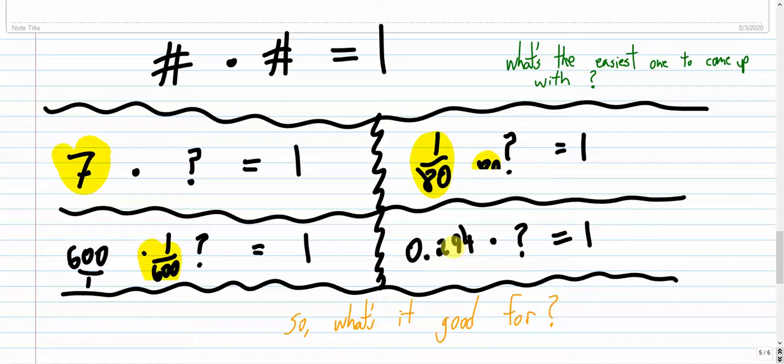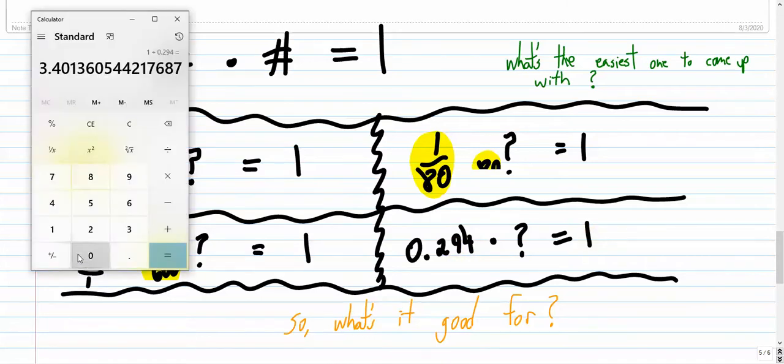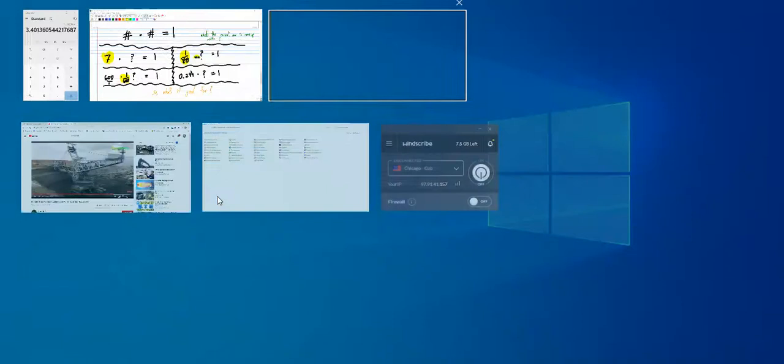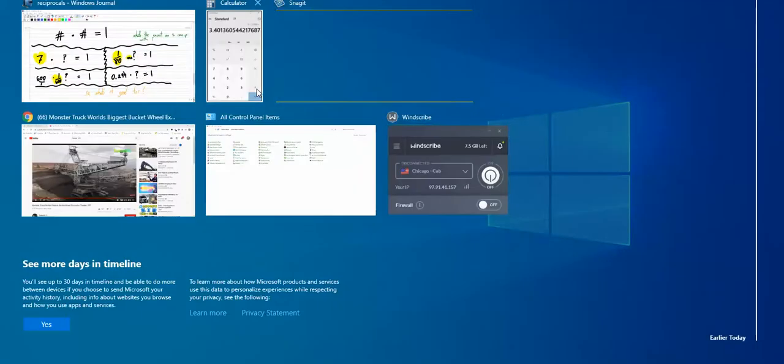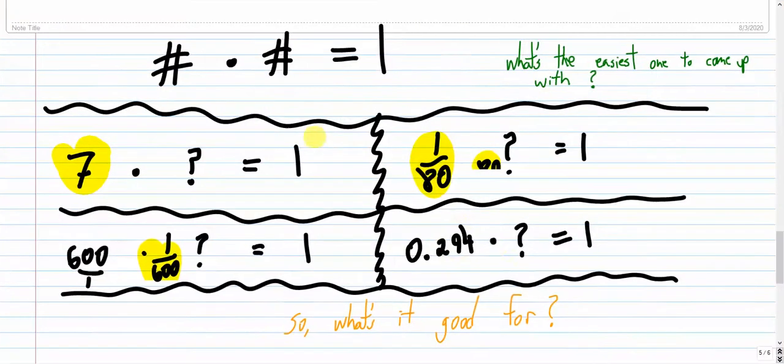So 0.294 times what is 1? Well, we can just do 1 divided by 0.294. We get 3.4 and so on. I am not going to write all those decimals, but it was 3.4. Okay, so we've got 3.4. So 0.294 and 3.4, they are reciprocals.